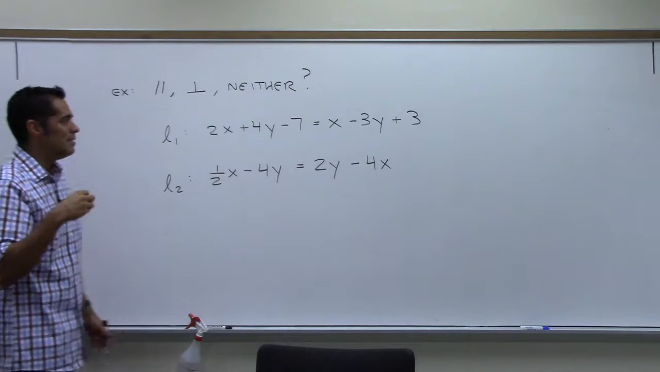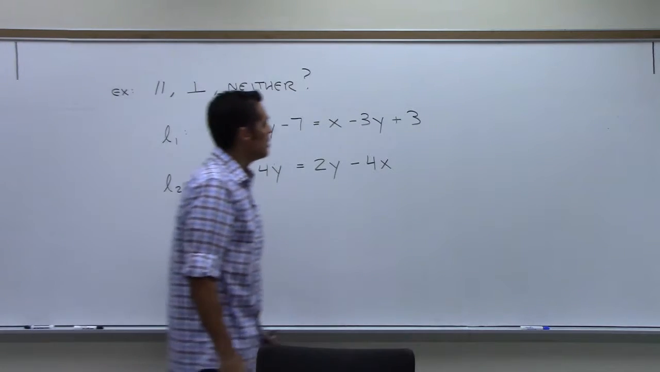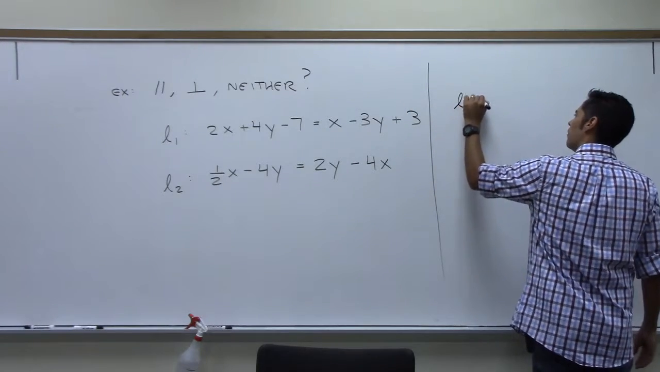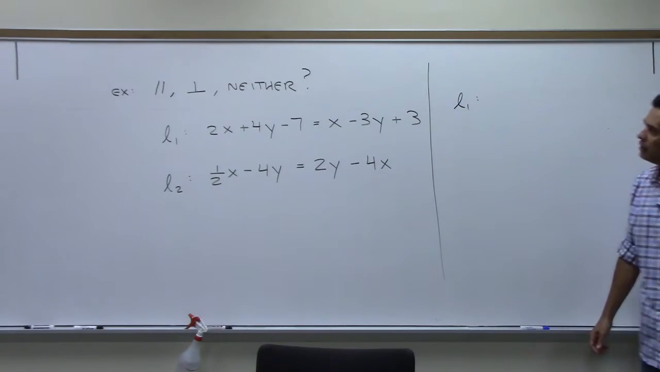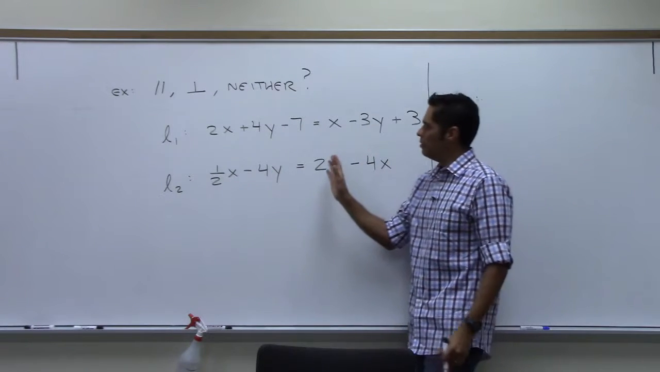So you've got to get these to look like y equals mx plus b. So you have to solve for y. So each one of these is going to take a little work first, right? So let's start with this first one, L1. What would you do in order to solve for y? What would you like to do here?